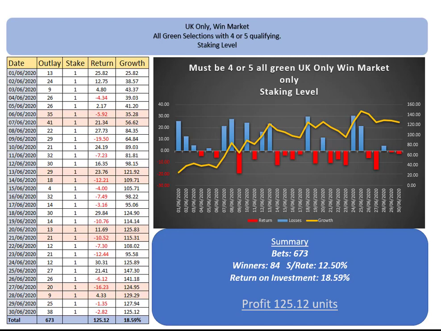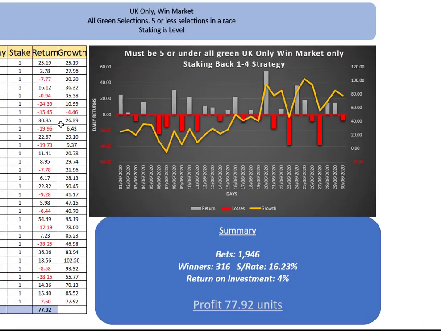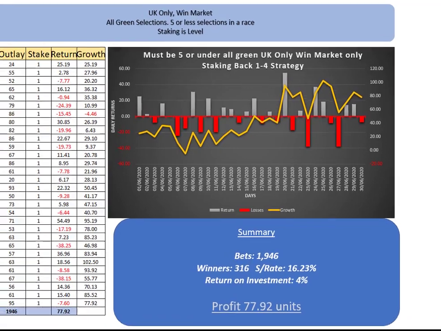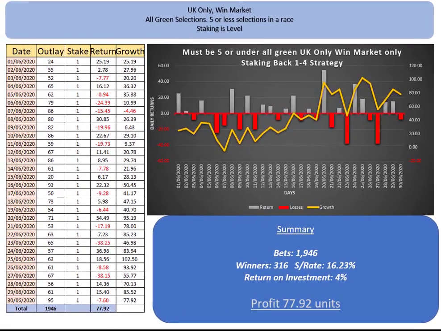Now if we look at the 5 and under, which we'll bring up here now, on level staking, basically, we're having a lot of bets here. As you can see there, nearly 2,000 bets in the 30 days. Okay, and we make £77 profit after Betfair commission. Level staking, we had 316 winners from our 1900 bets and a strike rate of 16.23. Return on investment is 4% using level staking.